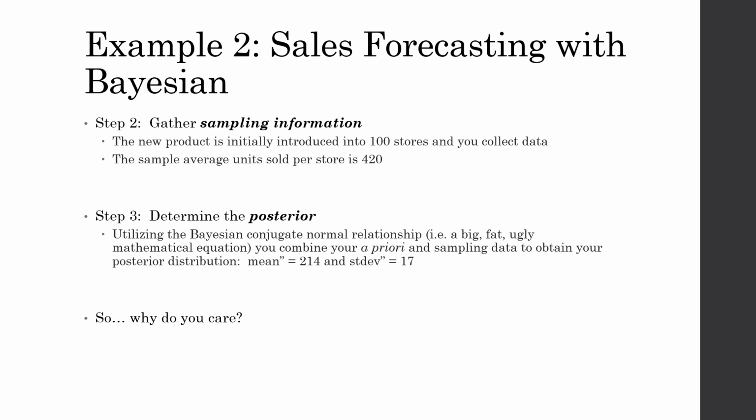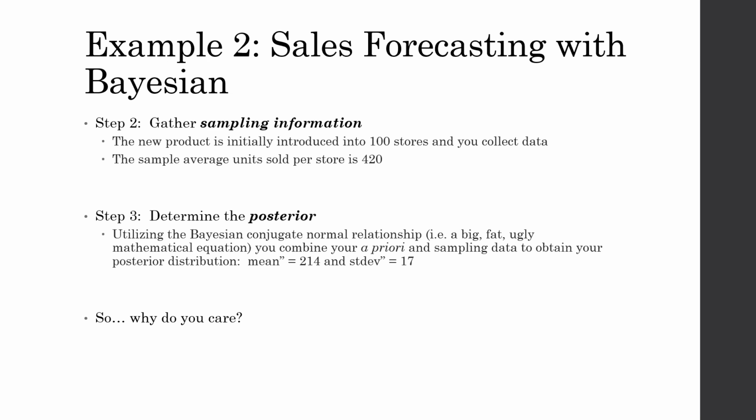The average number of units sold per store is 420. Now keep in mind, this is 100 stores of the 5,000. This is sampling information. You haven't done it in all of your stores. This sampling information is not perfect. So part of what the Bayesian analysis is doing is interpreting the quality of your sampling information in combination with the level of certainty of your a priori belief. So it's doing lots of things all at once to then provide you this posterior belief.